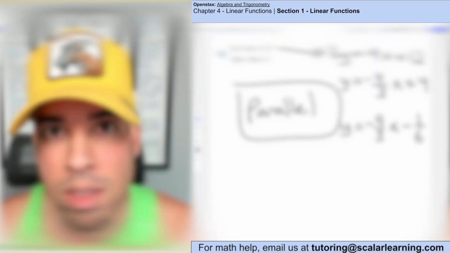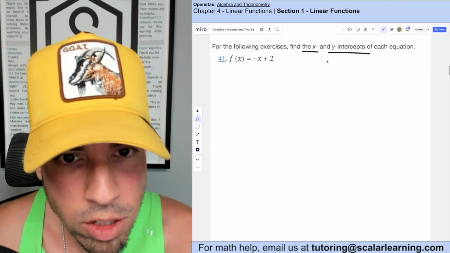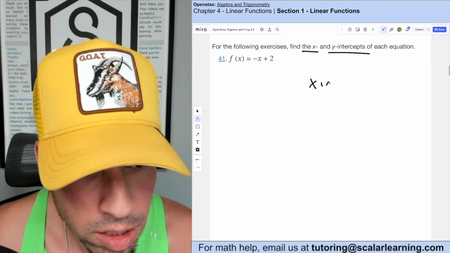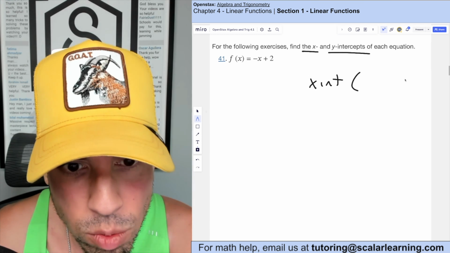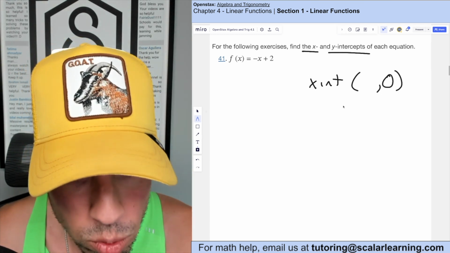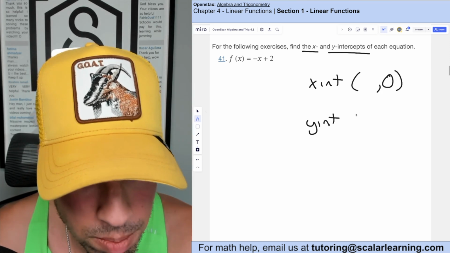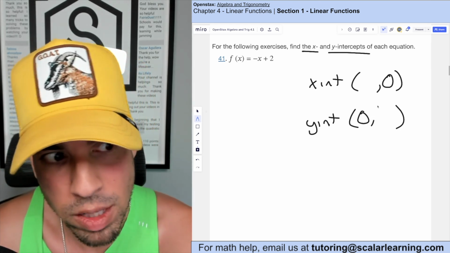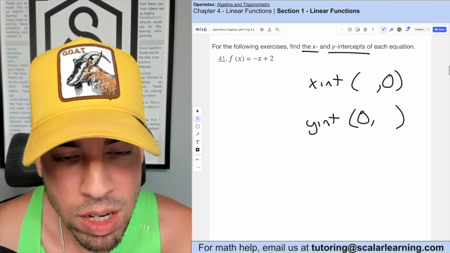Boom, done. For this one, we're meant to find the x and y-intercepts of each equation. So the x-intercept is the value of x when y equals 0. And the y-intercept is the value of y when x equals 0. So this is really helpful because now to find each of these values, I can just plug and chug.